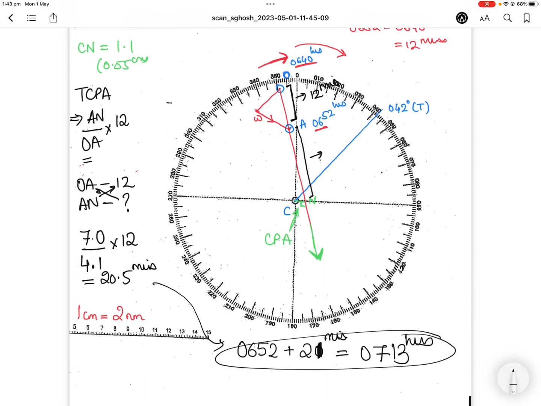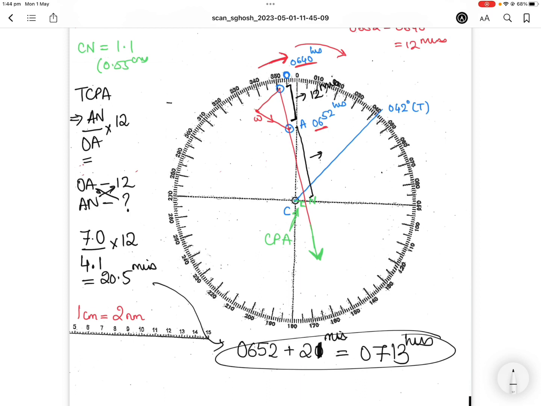All right, 0713 hours. So when you observe the target vessel at 0652, it will take another 20.5 minutes for the target vessel to cross your vessel. So time to closest point of approach is another 21 minutes almost, and the distance will be about 1.1 nautical miles in my case, and in your case it might be slightly different, 1.3 or 1.4 nautical miles. So that's another important piece of information received already.